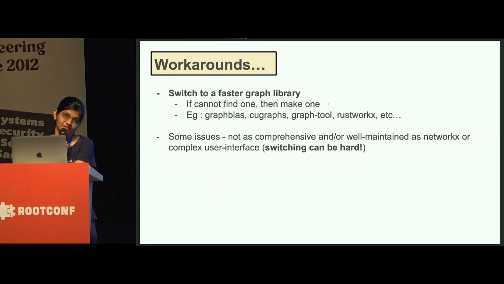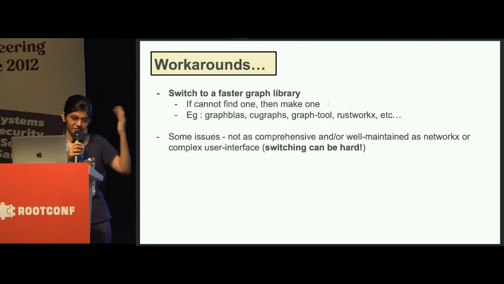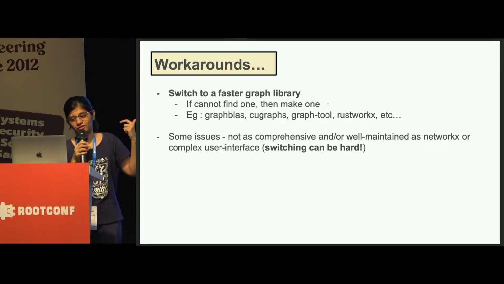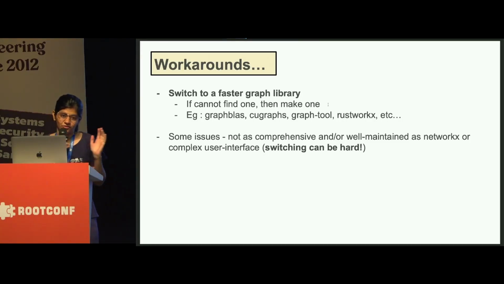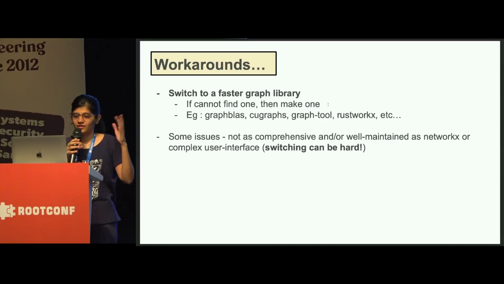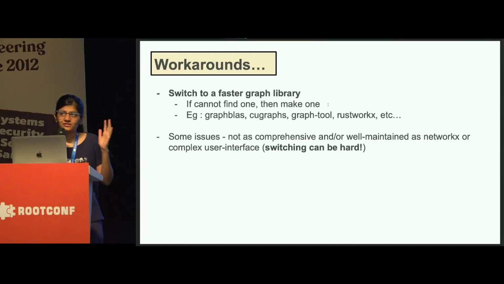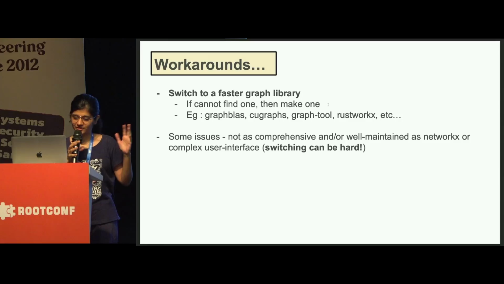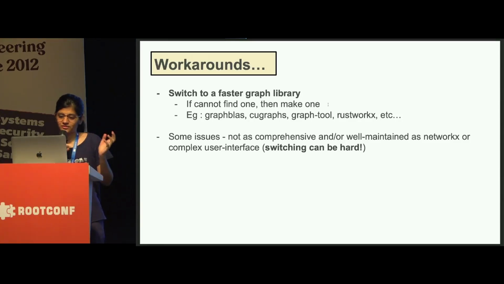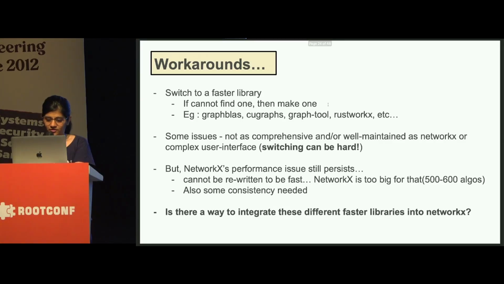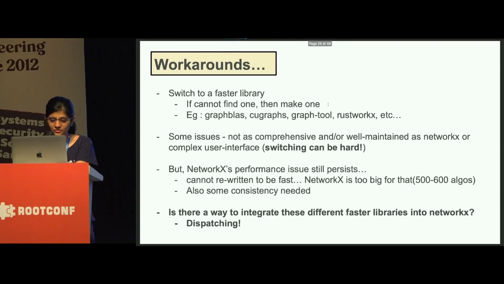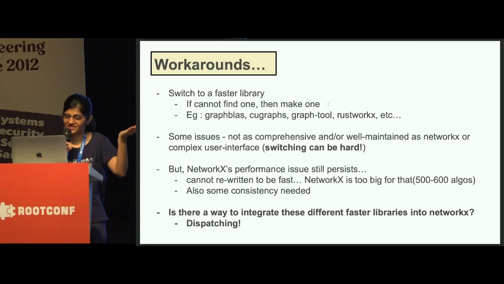Other people have workarounds on this. They would create a subset of algorithms that run on GPUs, like cuGraph, but none of those alternatives are as comprehensive as NetworkX, and it is also difficult to switch to a different library just for one or two functions. So dispatching is a solution.